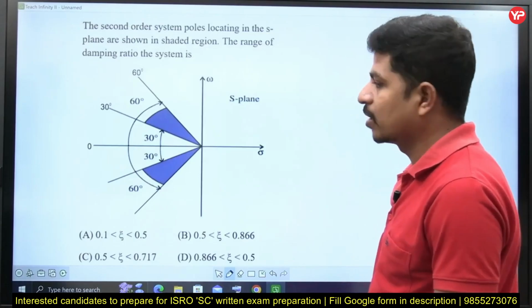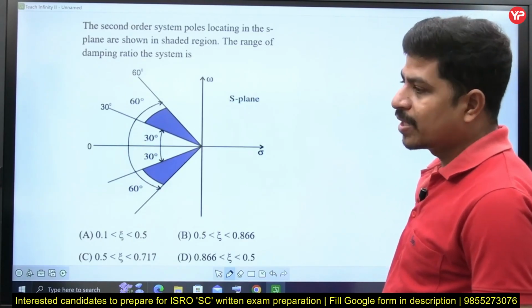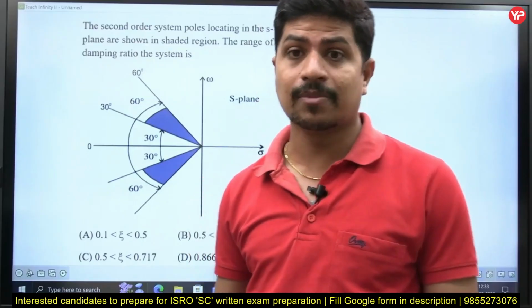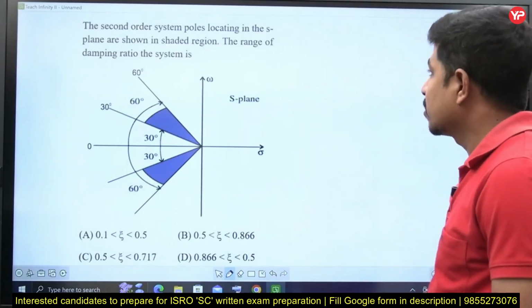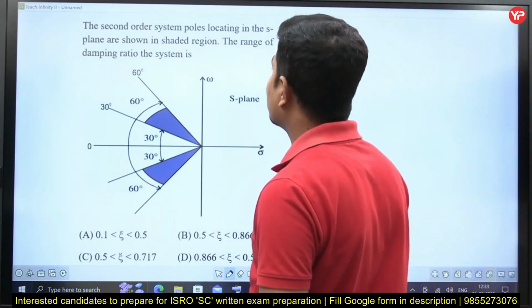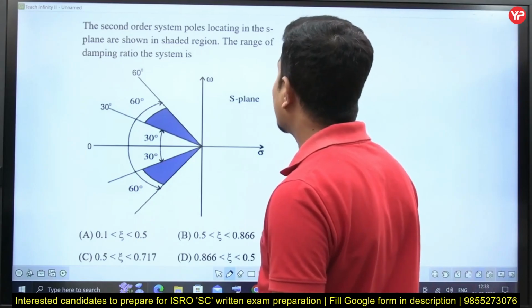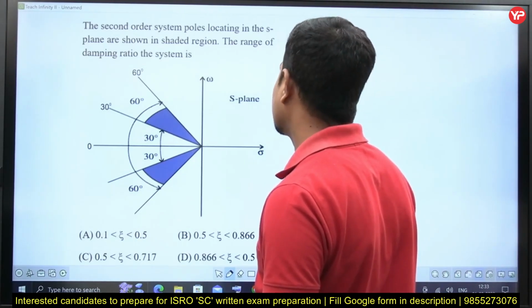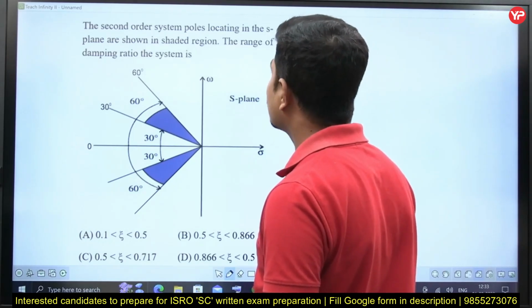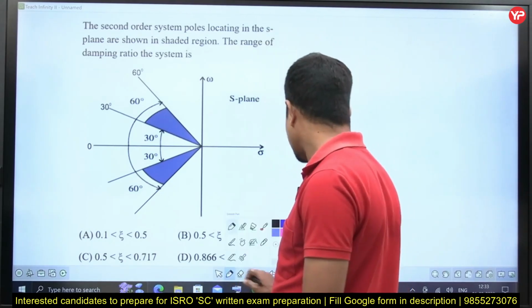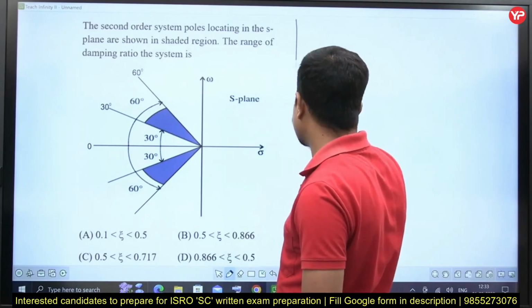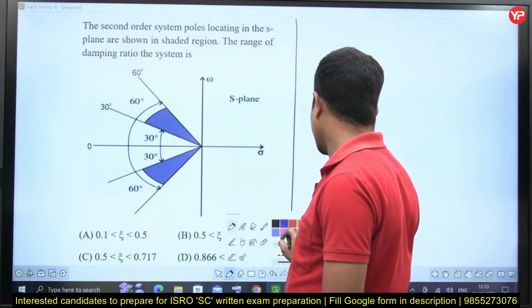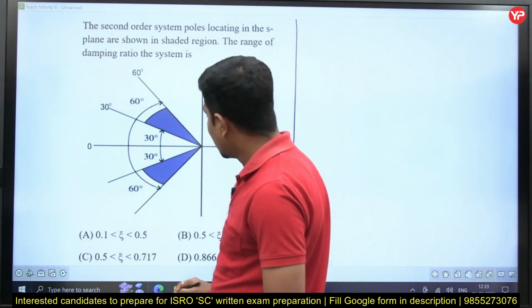Yeah, this is a good question. Number of times in DRDO, ISRO, this has been asked. The second order system pole locations in the S-plane are shown in the shaded region. The range of damping ratio of the system is, not region of, the range of damping ratio of the system is. He is asking about the damping ratio zeta. Okay. Observe here carefully. See, observe it carefully.